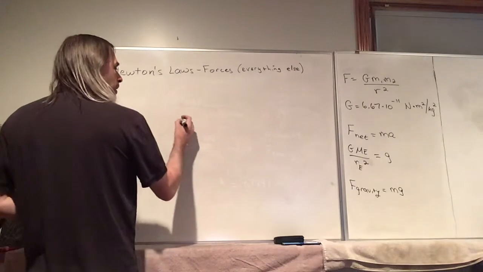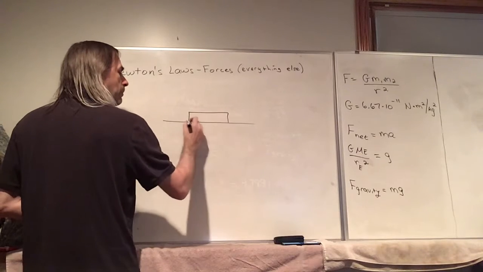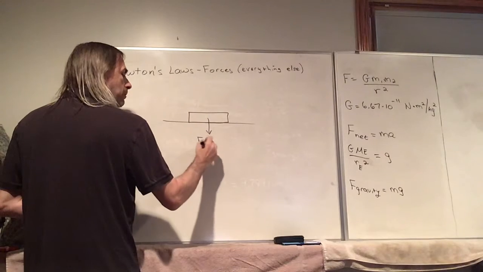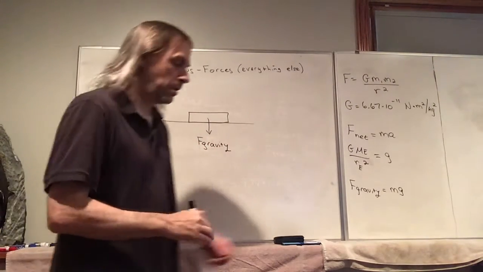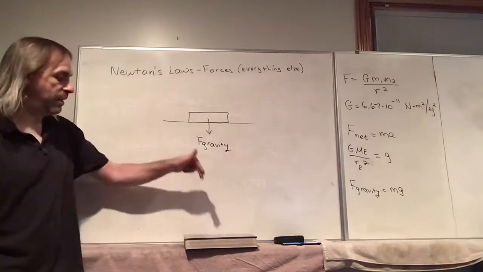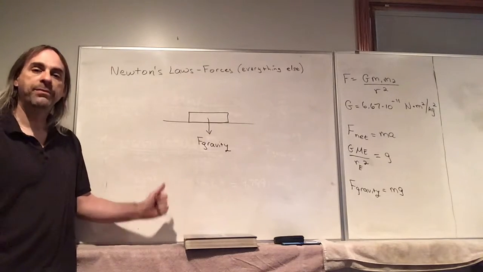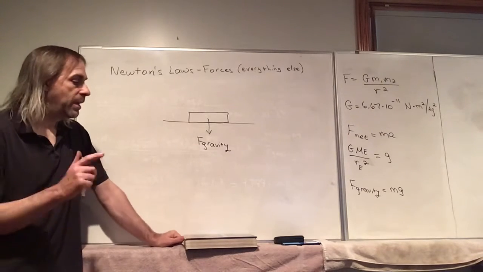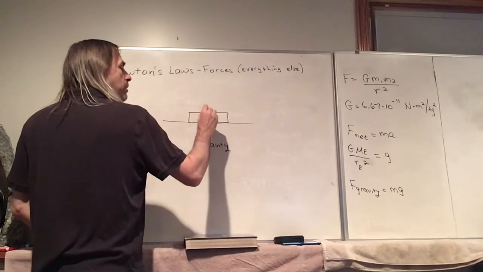So let's go back to this book on the table. We know there's gravity acting on it. So let's actually get a book. Gravity is pulling down. The surface here is pushing up. And earlier I said that's the force that the table's exerting on the book. However, we give this a name, and we call this the normal force.